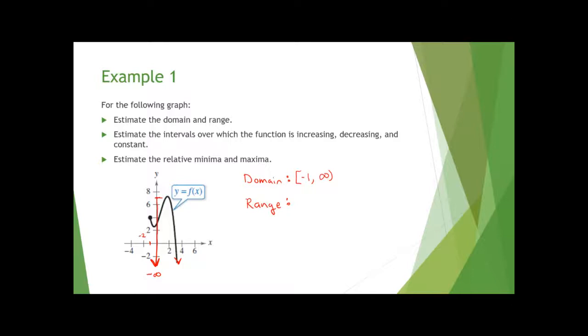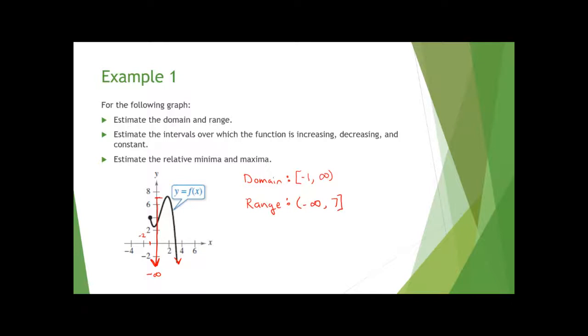When we write our range, we're always going from lowest to highest, just like domain goes from lowest to highest. So for the range, I'm starting at the bottom and then going up. So I'm starting at negative infinity. Since we can't touch negative infinity, that's going to have a parenthesis. And then we're going up to 7, and that has a bracket because 7 doesn't have an open circle. So that's part of the graph that is included.